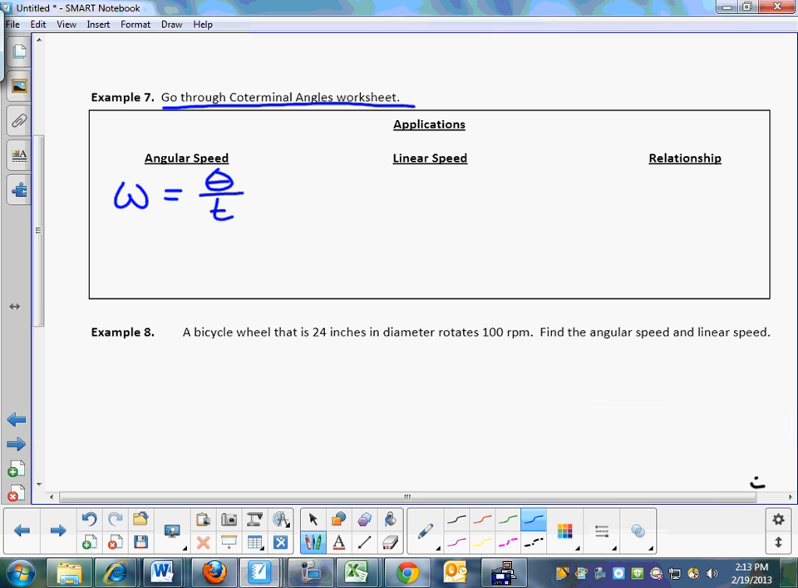All right, so theta is rotation in radians. And this is time, and it's usually in seconds. Not always, but usually. Okay?